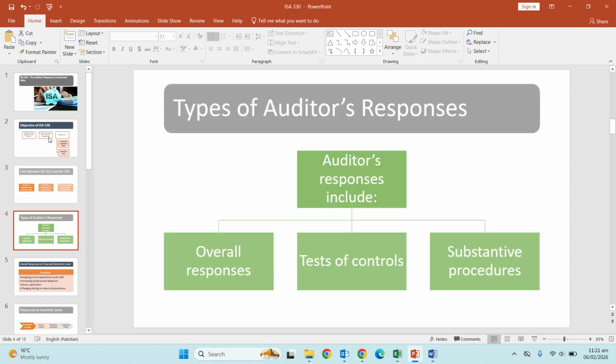Here are the types of auditors' responses. Under ISA 330, the auditor's responses are broadly classified into three categories. First, overall responses to risks at the financial statement level. Second, tests of controls. Third, substantive procedures. Each of these responses helps the auditors reduce audit risk to an acceptably low level.